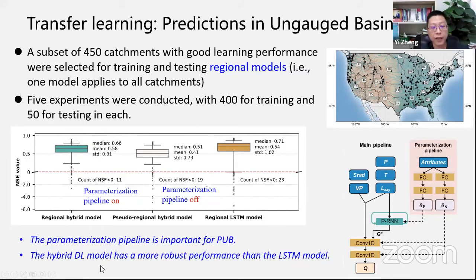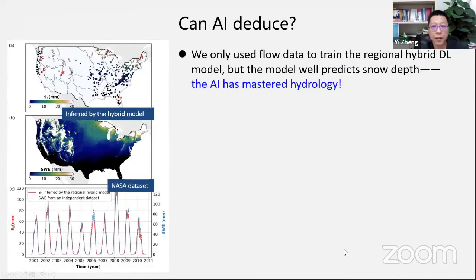And the hybrid DL model has a more robust performance than SDT. Okay? So can AI deduce? We only use the flow data to train the regional hybrid DL model, but the model will predict snow depths. As you can see, this is the prediction, and this is the data from NASA. We compare the predictions and observations. We can see they match pretty well.